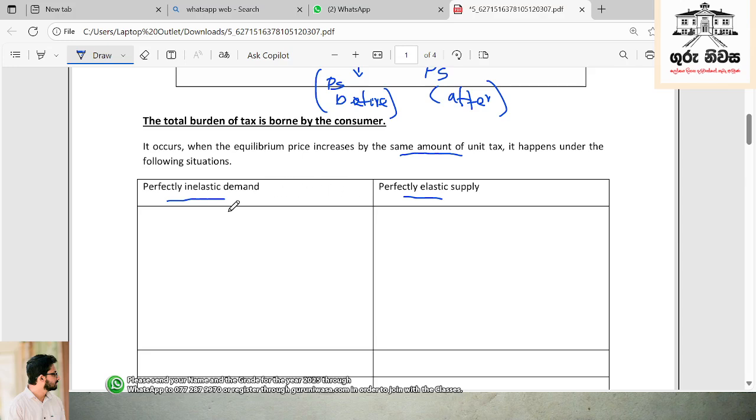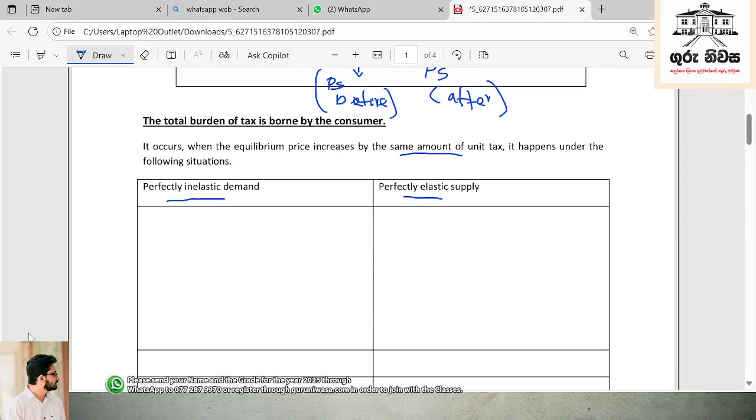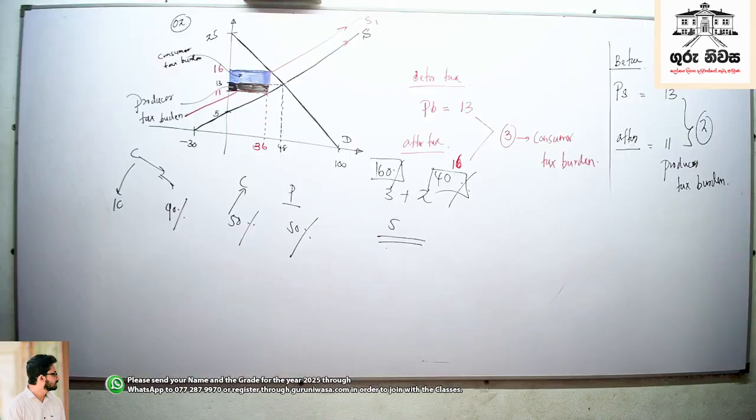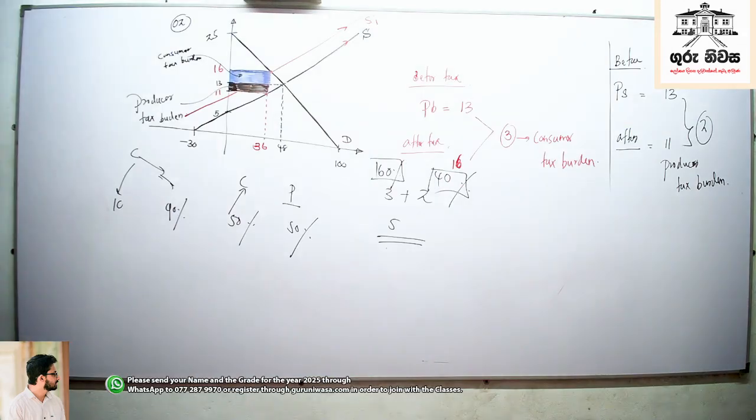It happens under the following two situations. Okay, you can draw now because you know the curves and everything. First one, perfectly inelastic demand. I'll do it for you.